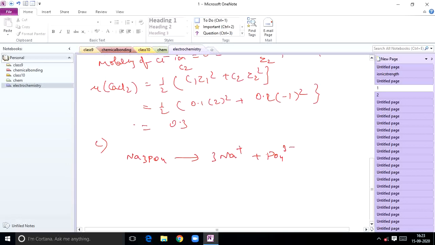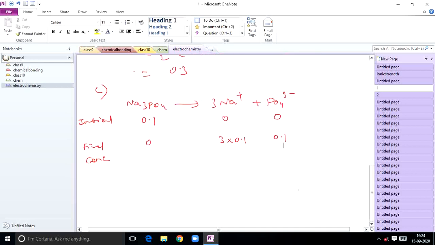Now, initial concentration, how much you will get? Here you take initial concentration, how much is it given? 0.1 molal, and here 0, 0. So final concentration you take. Finally it will become 0, and here 3 into 0.1, and here it is 0.1. So 3 into 0.1, that is equal to 0.3, right?